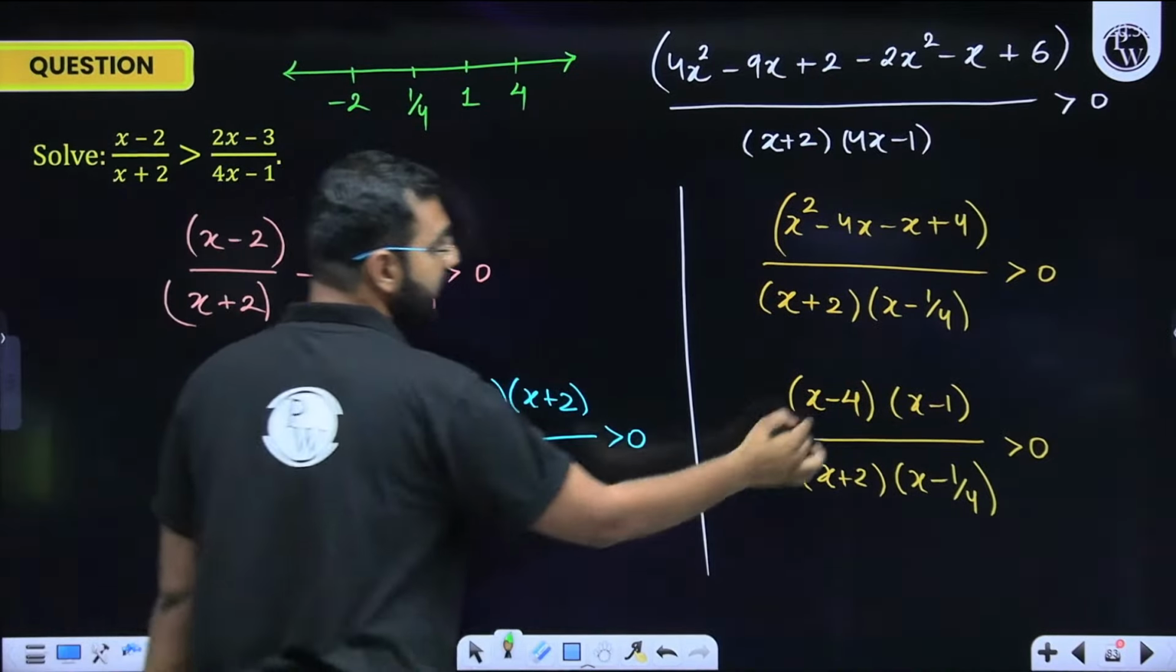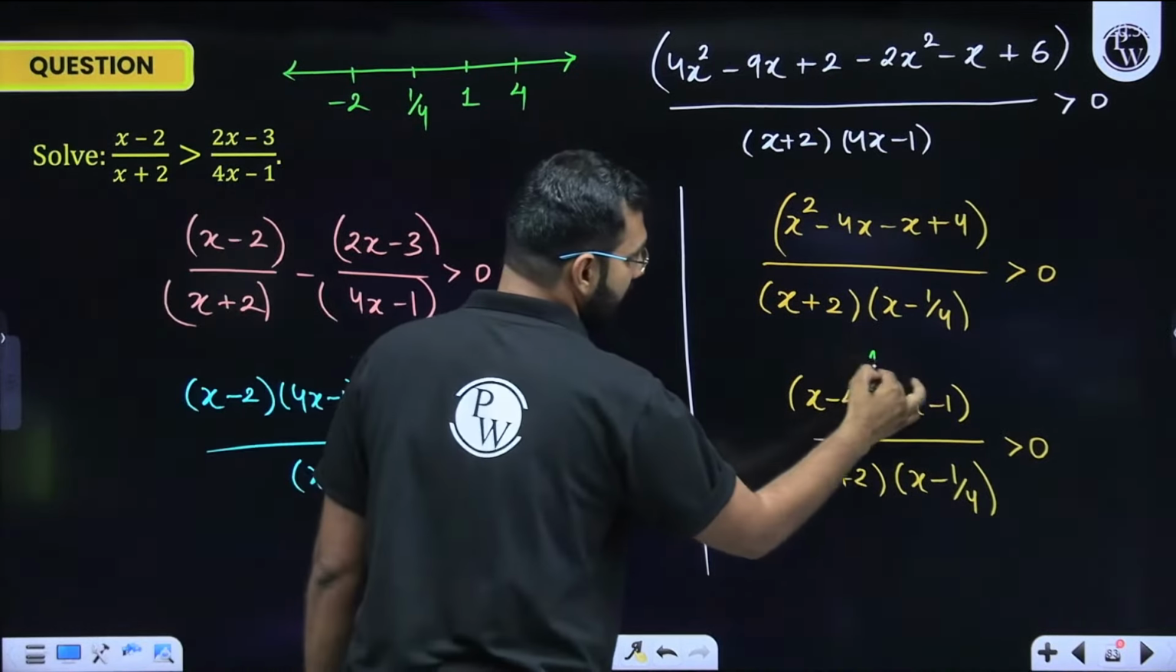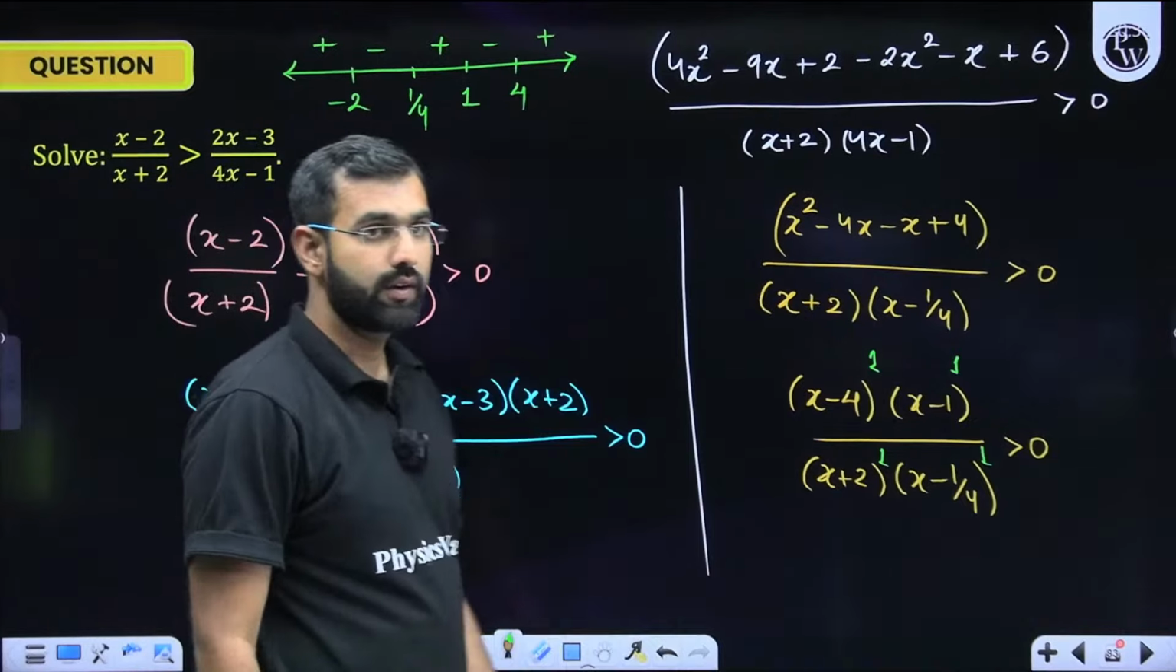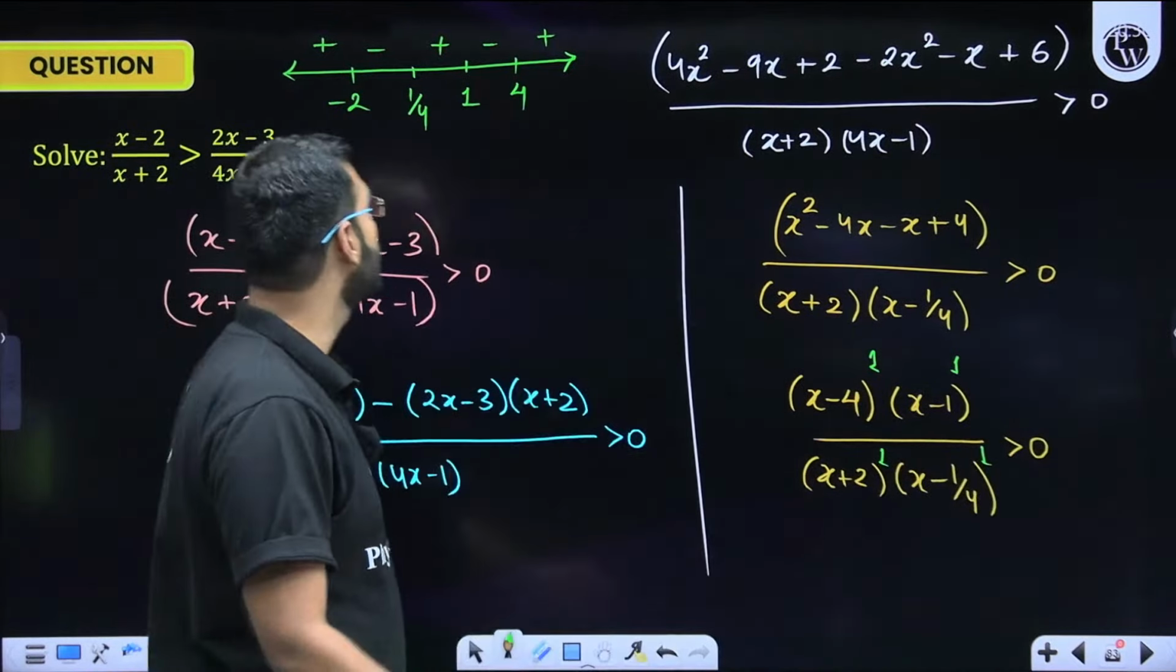I hope all the factors are having odd powers. All the factors are having odd powers, so alternately plus, minus, plus, minus. So it becomes plus, minus, plus, minus, plus. What do we want? Sir, we want this expression to be positive. So where do we see it to be positive?